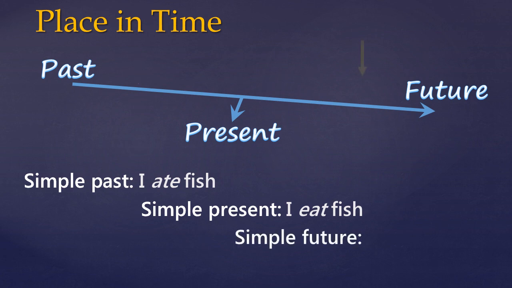The future is anything that hasn't already happened, but that we think will happen. There's actually two forms of the simple future in English: the will form and the be going to form. So I can say, I will eat fish, or I am going to eat fish. There is a subtle difference. Going to is used more often with things which are planned.